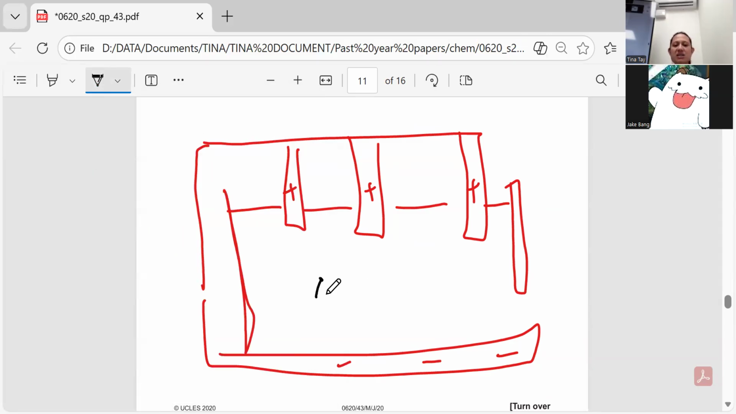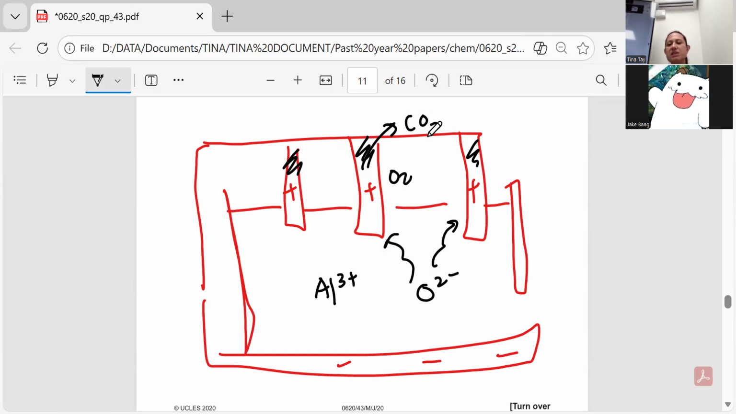Because of aluminium oxide, the oxide ion must go up to the positive electrode to form oxygen. But because this is made from graphite, carbon dioxide also forms. Get it? Aluminium ions will sink to the bottom to form molten aluminium, and then it will go out here as pure aluminium because it's negative down below.